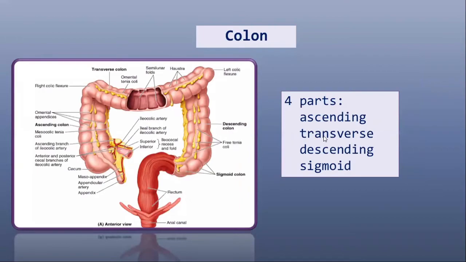Okay, so the colon has 4 parts. You're familiar with your colon. So we have the ascending, the transverse, the descending, and of course the sigmoid. Here you can obviously see the characteristic features of your large intestine. I already told you about the omental appendices, the tinea coli, and of course the haustrations or sacculations, the haustra.